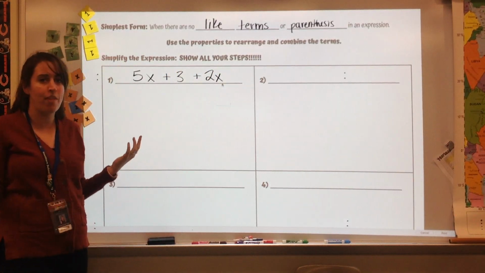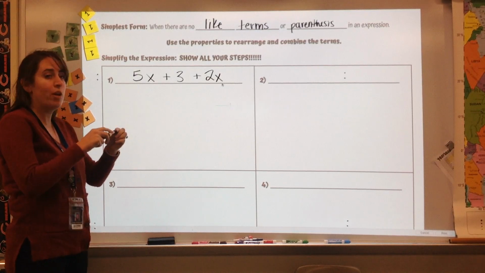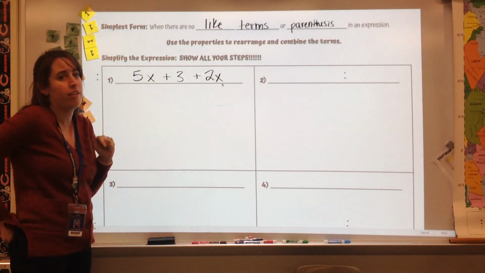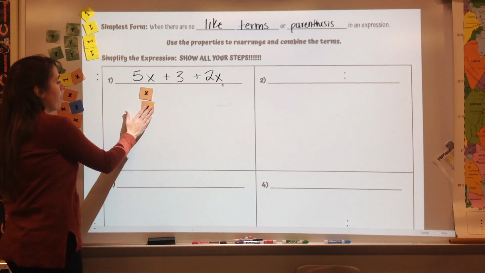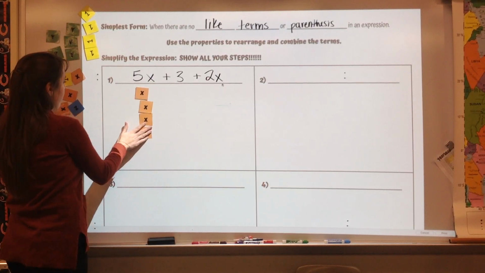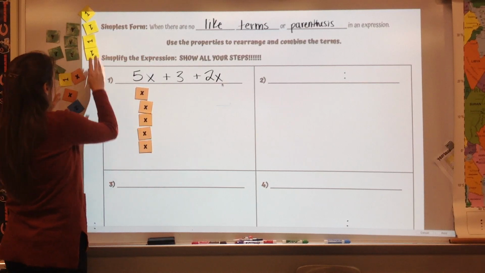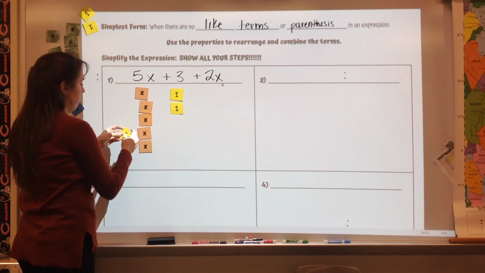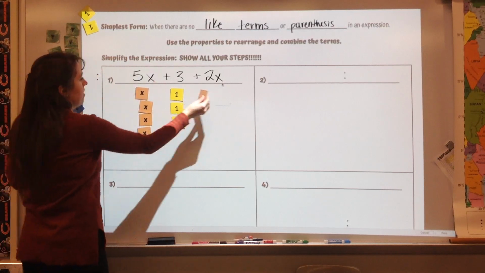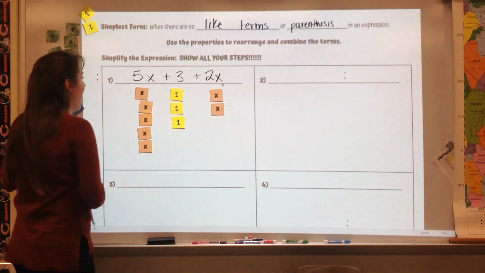So first off, are there parentheses in this? Nope, we don't need to worry about this. What we do need to look at are the like terms. And we're going to use some manipulatives here to model it. So here we have 5x. So I've got 5 x's. We have 3 1's. And then 2 x's.